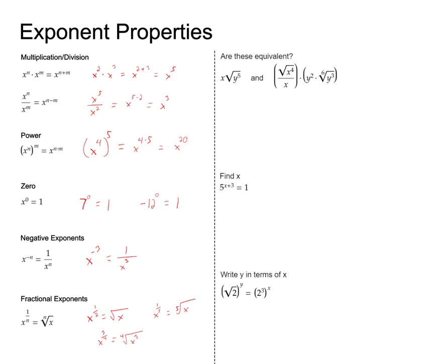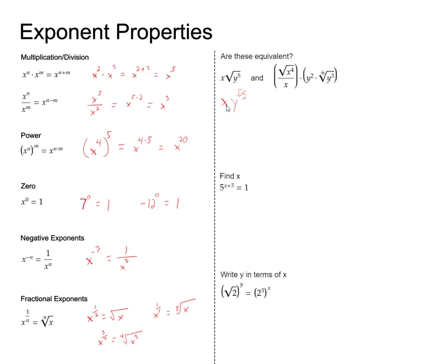Now that we have the exponent properties defined, let's do some practice problems. Are these equivalent? X times the square root of y to the 5th power, and the square root of x to the 4th power over x times y squared times the 6th root of y cubed. So what we're going to do is simplify both of these expressions, or at least get them in the same form. With the first one, we have x times the square root of y to the 5th. Using the fractional exponent property in reverse, we're going to rewrite this as x times y to the 5/2 power.